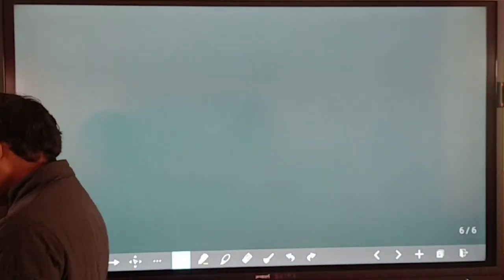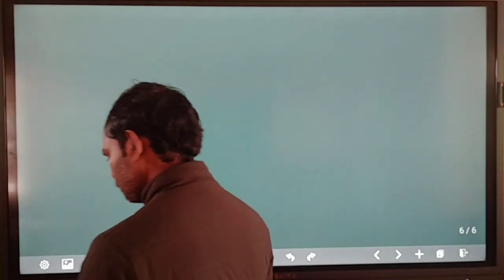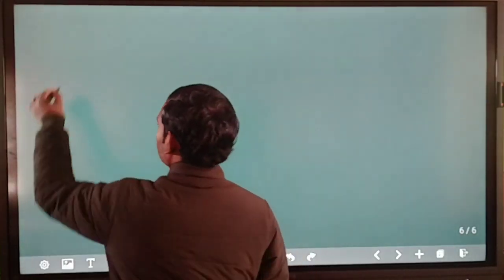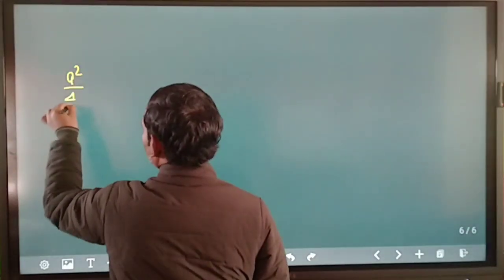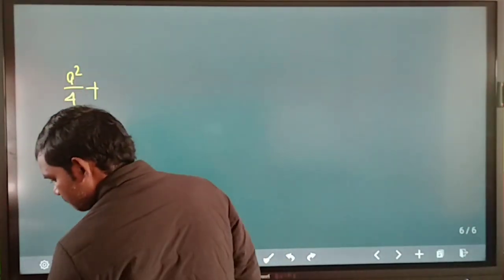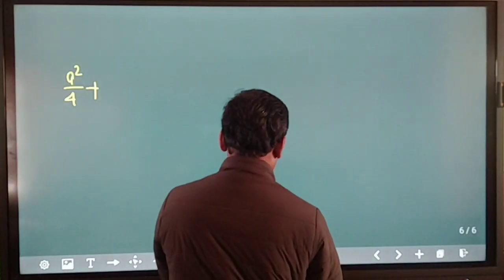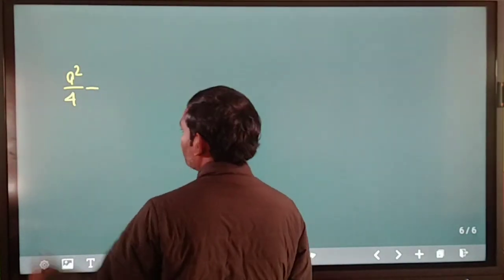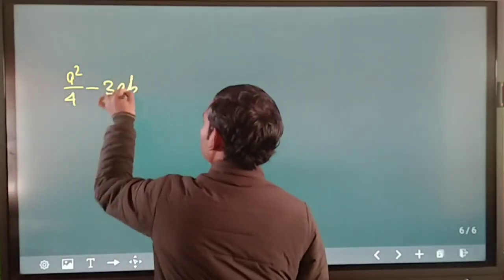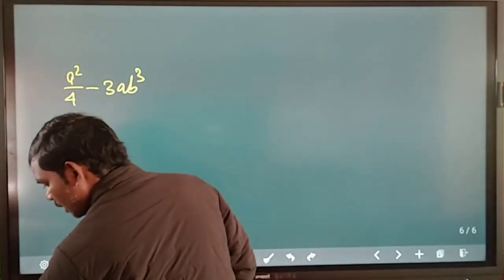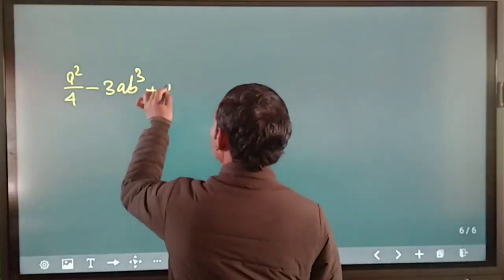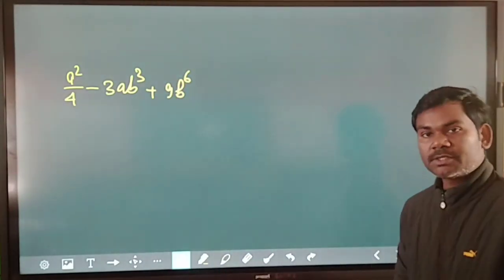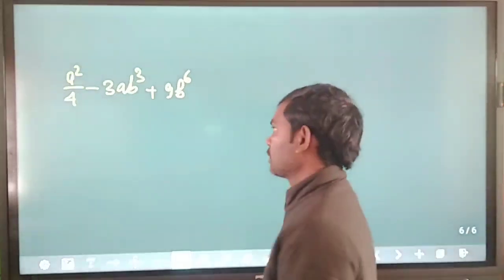The next question is a square by 4 minus 3ab cube plus 9b to the power 6. So this is your question, and now let's solve it.